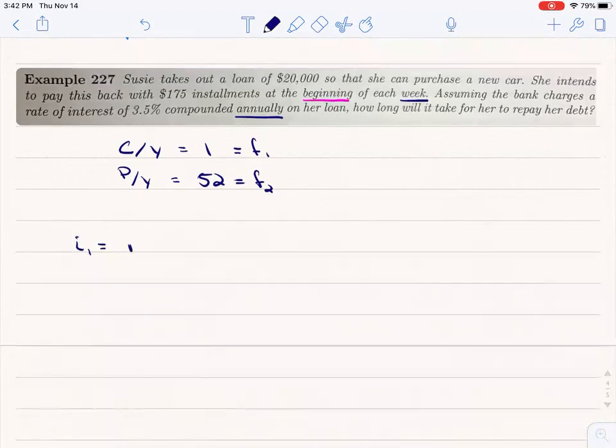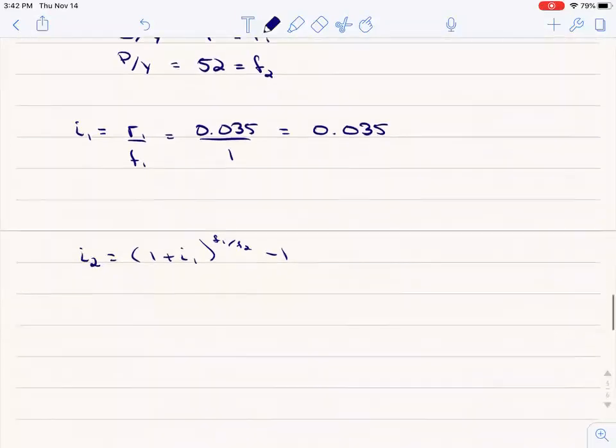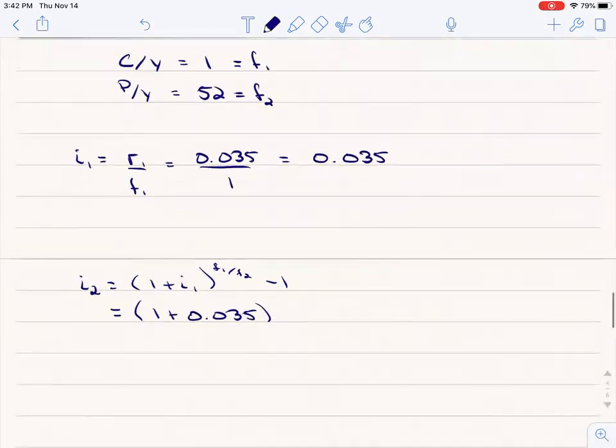So I1 is R1 over F1, which is 0.035 over F1, which is 1. So our I1 is 0.035. Now we can use that to find I2. I2 is 1 plus I1 to the power of F1 over F2, then minus 1. So we've got 1 plus 0.035 to the power of F1, which is 1, over F2, which is 52, and then minus 1.